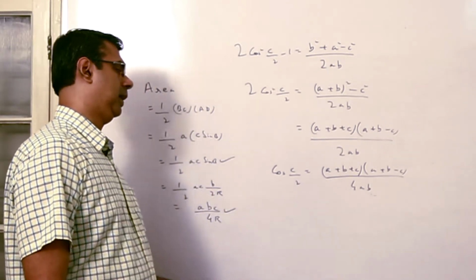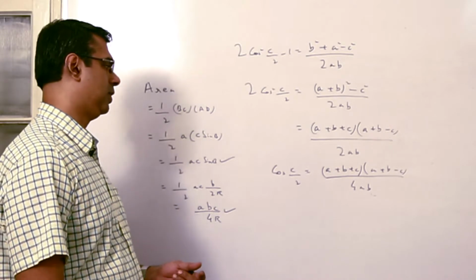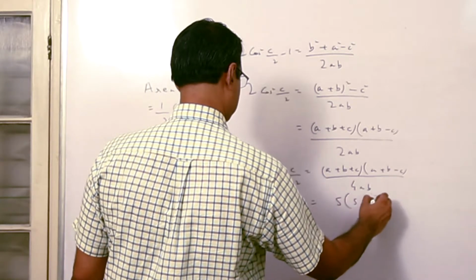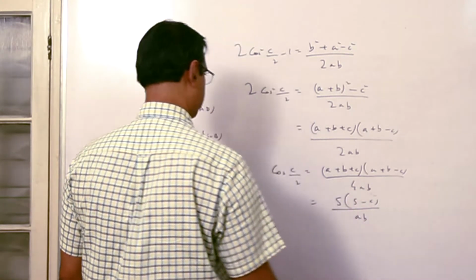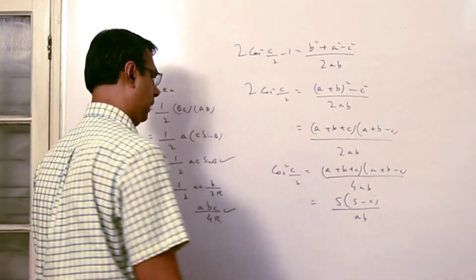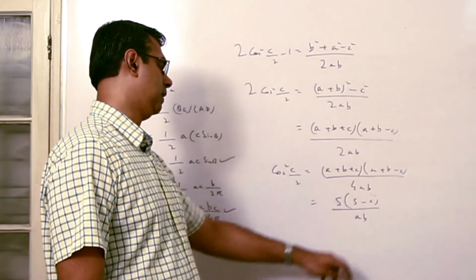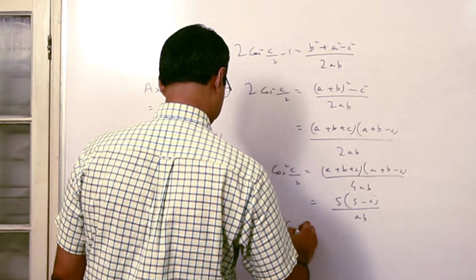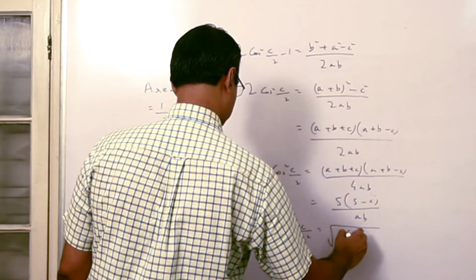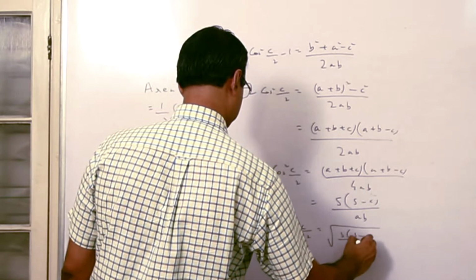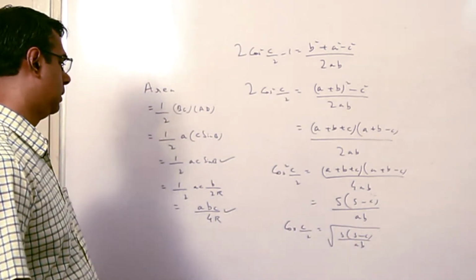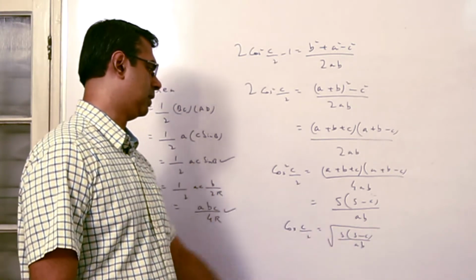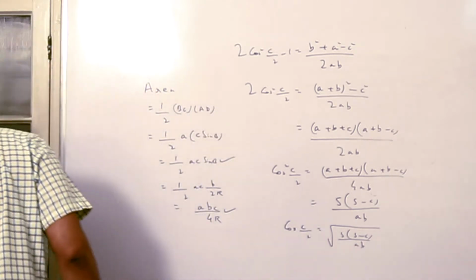You remember in mensuration of class 9 and 10, you have studied something called the semi-perimeter of a triangle. So the semi-perimeter is s. So if you use s, then you will get cos square C by 2 is s into (s minus c) by ab. So we now get cos C by 2 is equal to root over s into (s minus c) by ab. So this is the fifth formula of this chapter. Cos C by 2 is root over s into (s minus c) divided by ab.